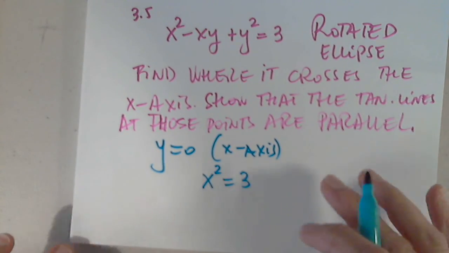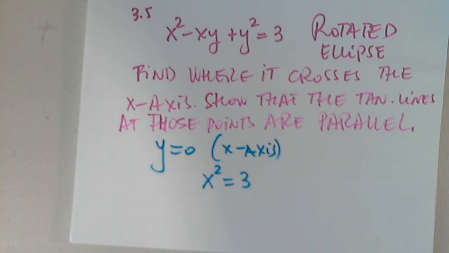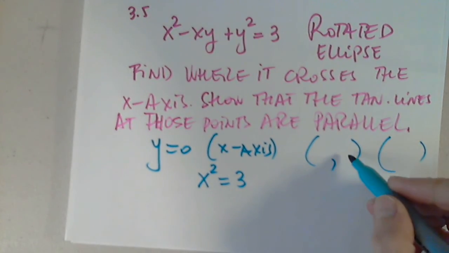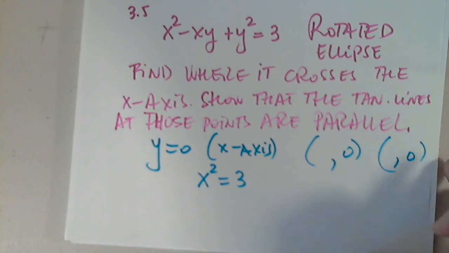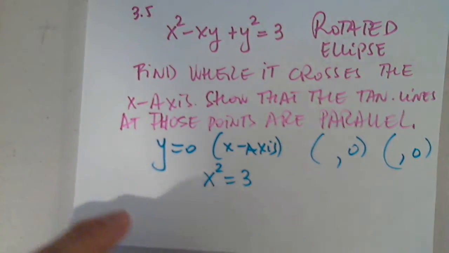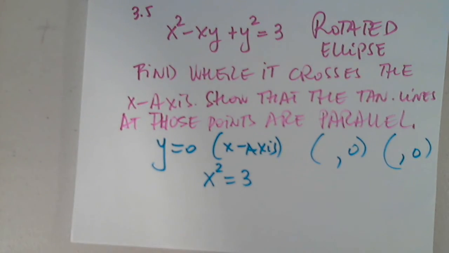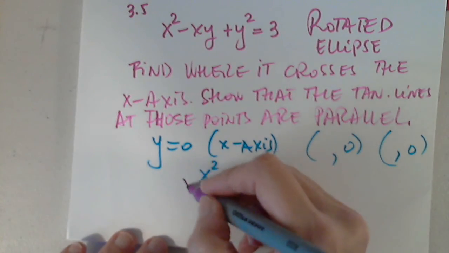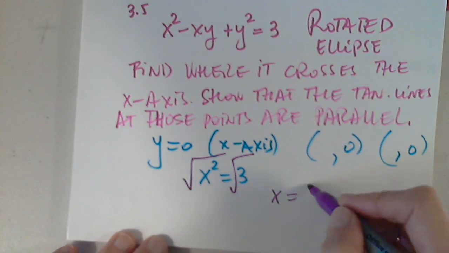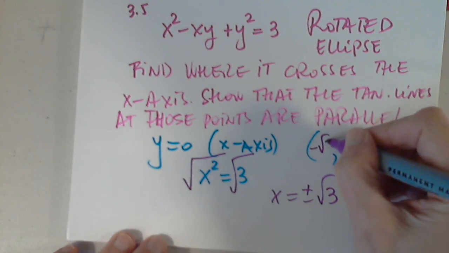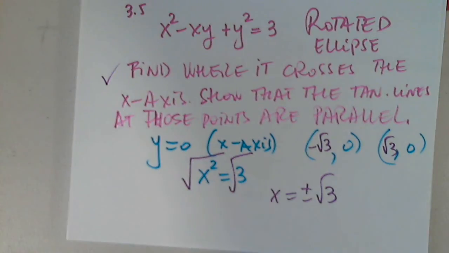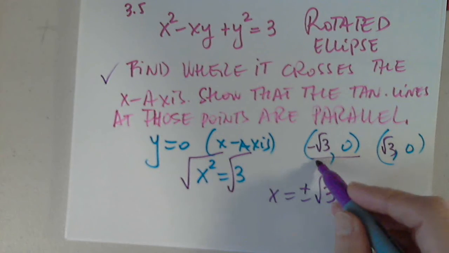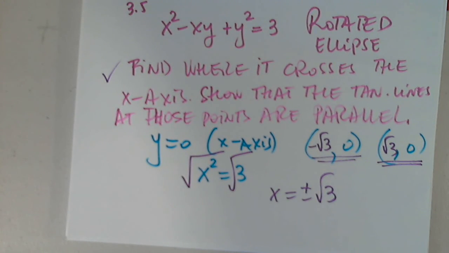Which method do I apply now to find the points? The 2 points will obviously have a 0 for y. What method do I apply here to find x? Square root both sides. Thank you very much. So we get x equals plus or minus the square root of 3, so negative the square root of 3 and the square root of 3. So the first part of the problem is finished. We found the points where this rotated ellipse crosses the x-axis.